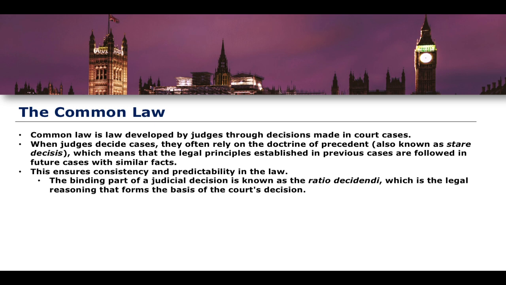Now, when it comes to judicial decisions, the binding part of the decision, sometimes known in international law and in US law as the main holding of the decision, is known in English law as the ratio decidendi, sometimes just abbreviated to the ratio of the case. This is the legal reasoning which forms the basis of the court's decision. This is the main point of the decision. In addition, this is the part of the judgment which is obviously then followed by the lower courts and also future courts in future cases.